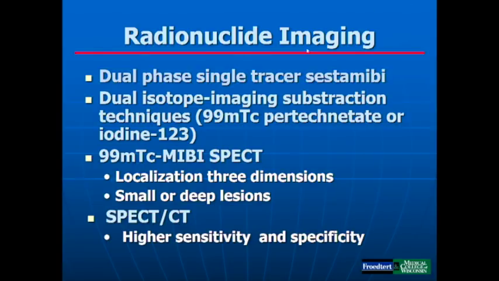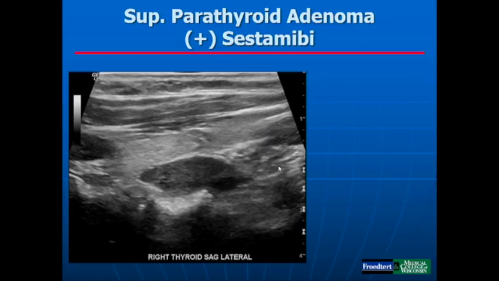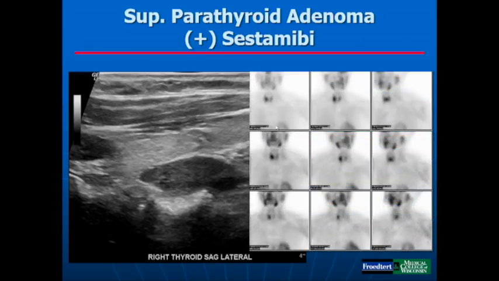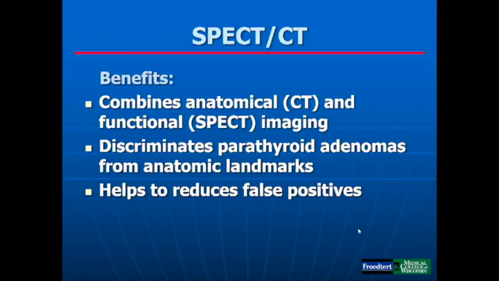Radionuclide imaging is basically biplanar imaging with the use of MIBI and SPECT, but the most current localization, with the highest sensitivity, is done with SPECT CT. Here's an example of a lower parathyroid adenoma, and here a superior parathyroid adenoma in location B. The Sestamibi SPECT obviously improves the sensitivity for solitary adenomas and double adenomas. The benefit is the combination of anatomical CT with functional imaging, discriminating parathyroid adenomas from anatomic landmarks.